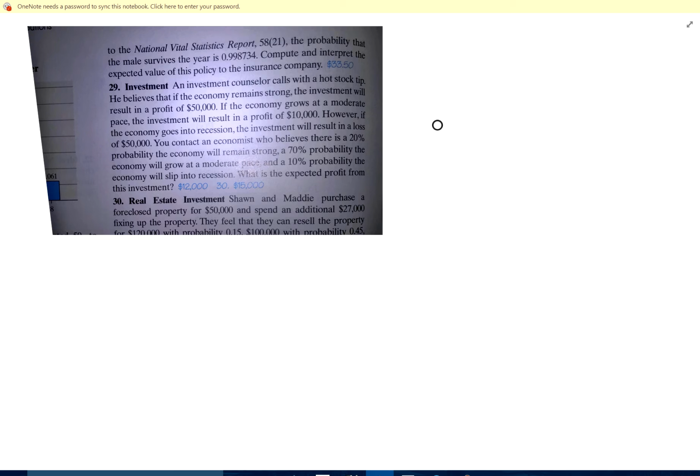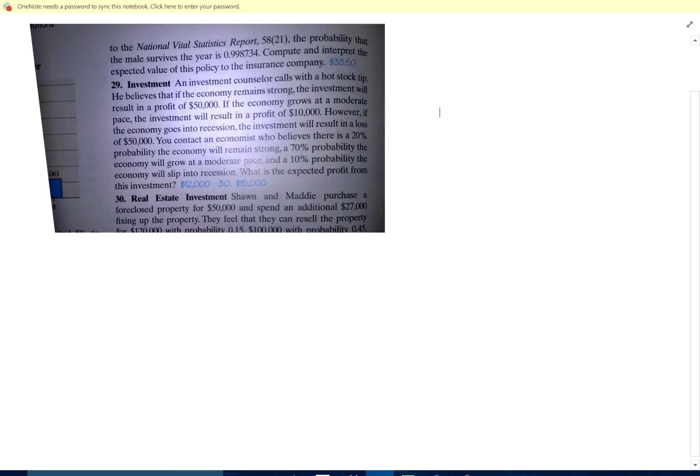Investment calls with a hot stock tip. He believes that if the economy remains strong, the investment will result in a profit of $50,000. If it's moderate, it'll result in a profit of $10,000. If it goes recession, it's a loss. You contact the accountant who believes there's 20% chances for each of these. What is the expected profit from the investment?